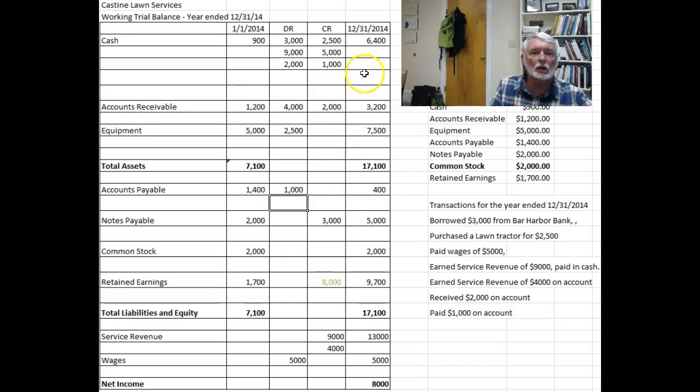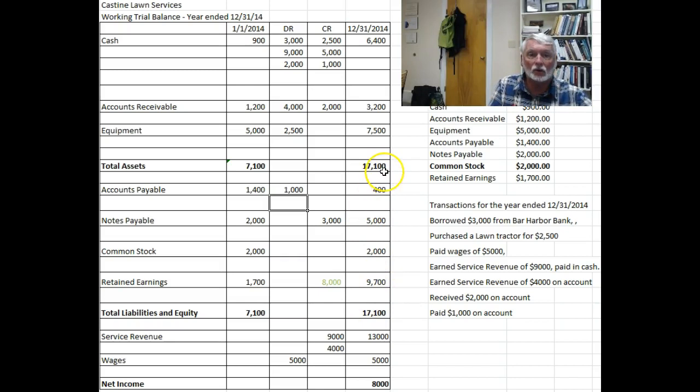Since I have the formulas all in here, I've done something that you may not have noticed. I earned during the year $13,000 in revenue, I had $5,000 in expenses. So my net income after expenses was $8,000, which I have automatically put as a plus to retained earnings. Credit to retained earnings is a plus. So my retained earnings increased by $8,000. I had $1,700 to begin with in the year. I made $8,000 in 2014. So my new retained earnings number is 9,700.